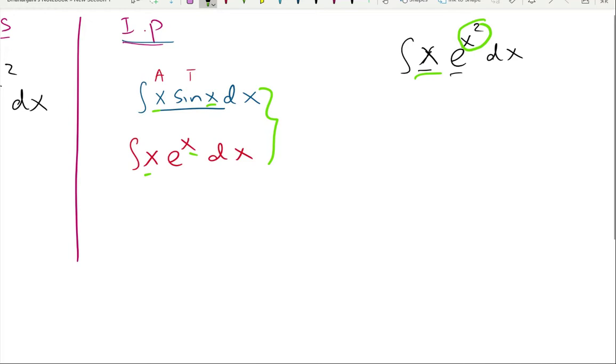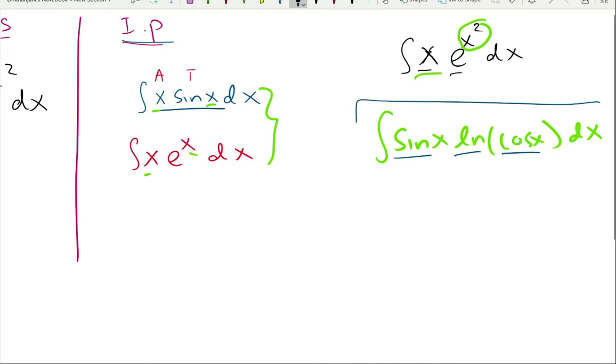Okay, let's see more examples. How about this integral, sine x natural log cosine x dx? Obviously two different types of functions, right? Sine is trigonometric and the other is logarithmic. But inside the logarithmic function you have a trigonometric function, and the derivative of cosine is sine, right? Forget about the negative. So we have that inside function and its derivative relationship in this integral. So this is integration by substitution.